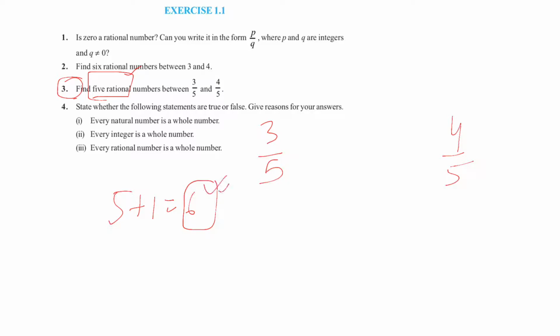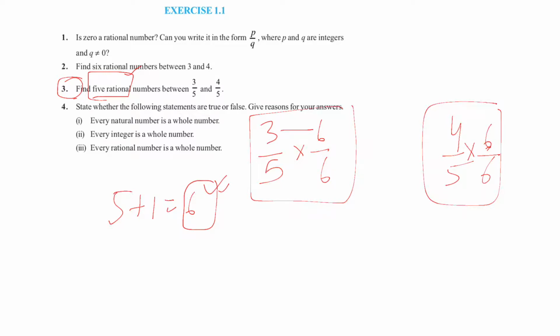multiply the number 6 to the numerator and denominator of the first rational number and to the numerator and denominator of the second rational number. And what we are getting is: 6 3s are 18 and 6 5s are 30. Here, 6 4s are 24 and 6 5s are 30. Now we have to find 5 rational numbers, so we will just make 5 columns.